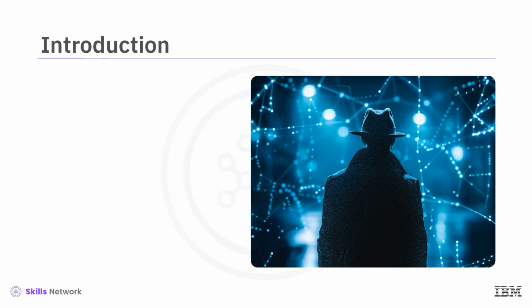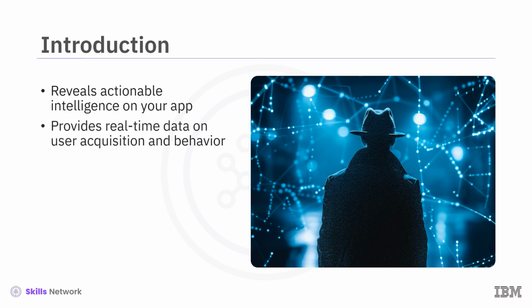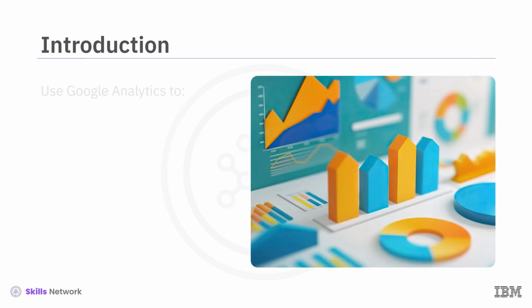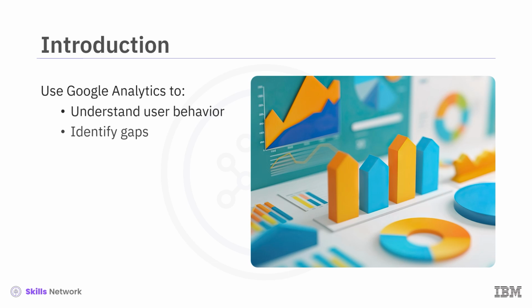Google Analytics is like a skilled detective you hire to reveal actionable intelligence about your mobile app's effectiveness and user interactions. It provides real-time data on user acquisition, retention, and engagement, helping you make data-driven decisions to enhance user experience. Use Google Analytics to track your mobile app comprehensively so that you can understand the behavior of existing users, identify gaps, and chart a strategic plan for its growth and success.